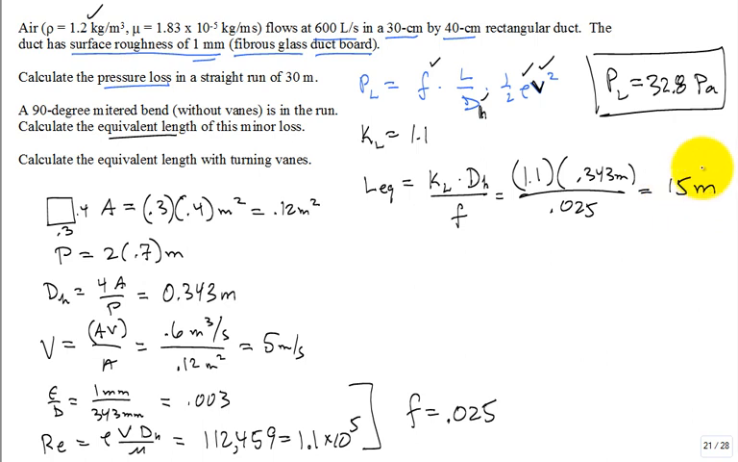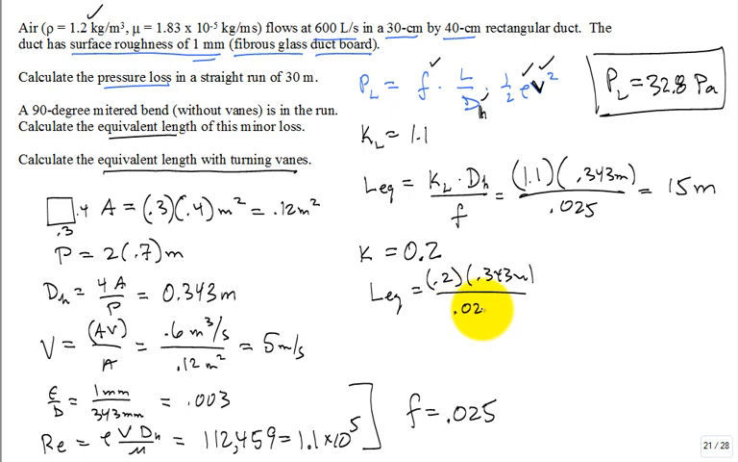Around 15 meters. So if you did have to put a 90-degree turn in that duct, the total length is still 30 meters, but the effective resistance would be 15 plus 30, 45 meters. So it would add a lot. So calculate the equivalent length with turning vanes. Well, with turning vanes, K drops to 0.2. So the length equivalent is 0.2 times 0.343 meters divided by 0.025. And that's going to drop from 15 meters down quite a bit. 2.7 meters. So it's about 3 meters. So it's a significant reduction in the effective resistance due to having those turning vanes.